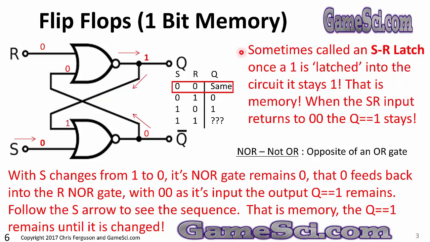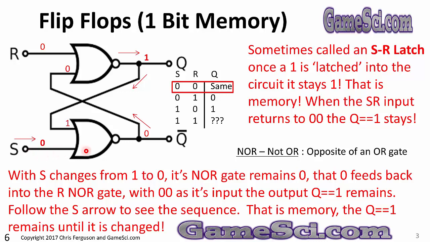This is sometimes called an SR latch. Once a 1 is latched into the circuit, it stays a 1. That is memory. When the SR input returns to 0, 0, the Q equal 1 stays. The value of this flip-flop has been set to 1. With a 0 on the R bit and a 0 on the S bit, it should maintain that value of 1. Let's watch it. Follow the arrow.